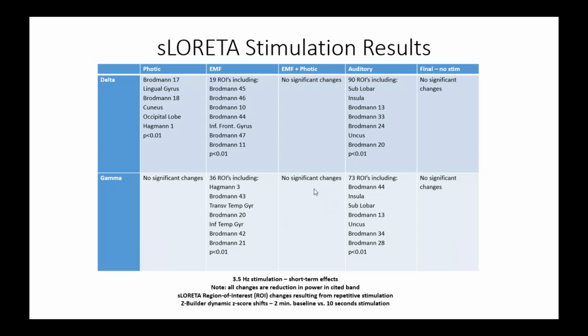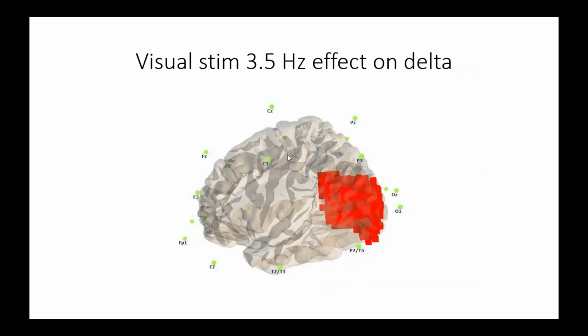EMF and photic, no significant changes in gamma. With auditory, again, widespread changes in gamma. Again, the insula comes up, 44 comes up, which is dorsolateral cortex, frontal cortex. And again, at the end, there's no significant changes. So all these changes were found using ZBuilder in the way that I mentioned.